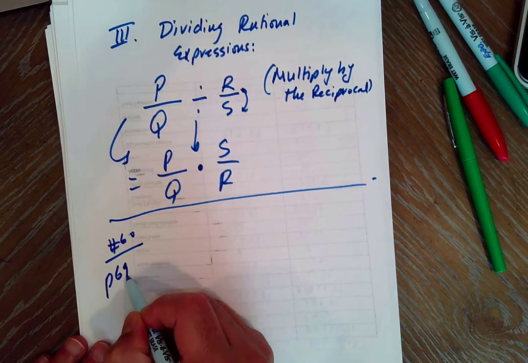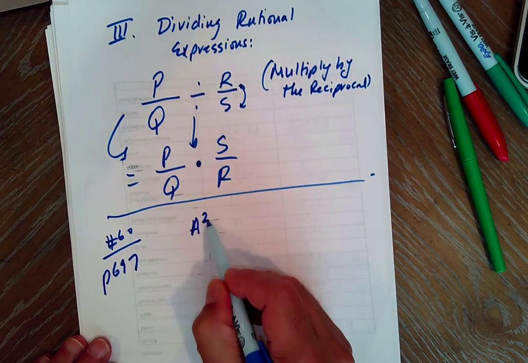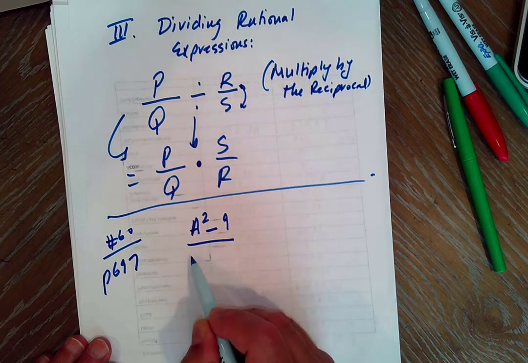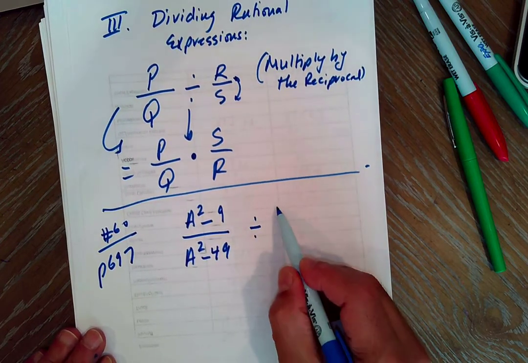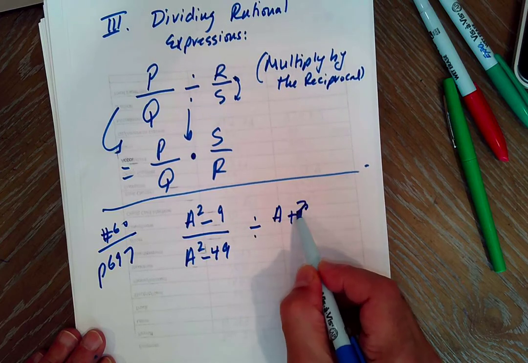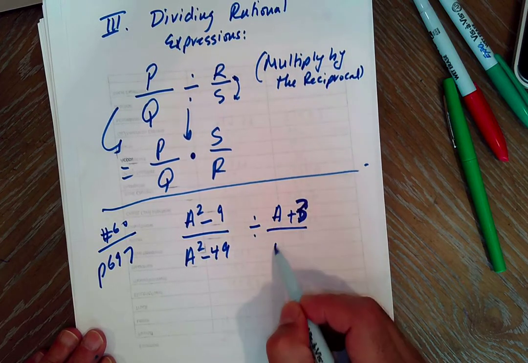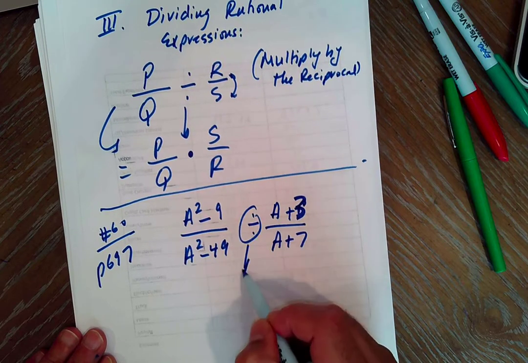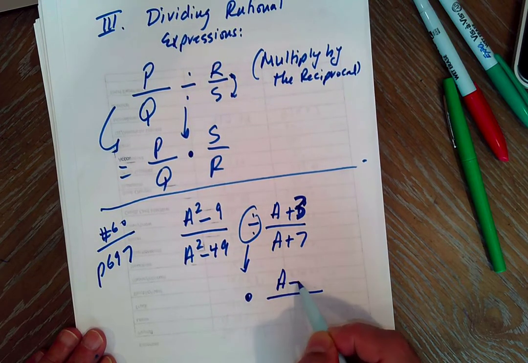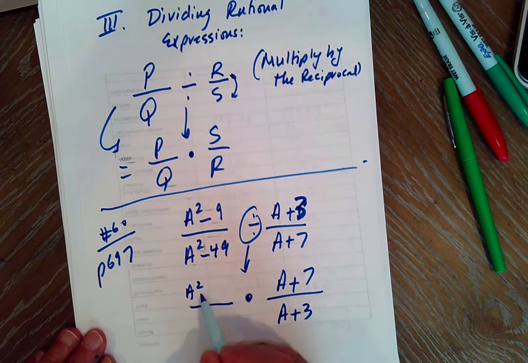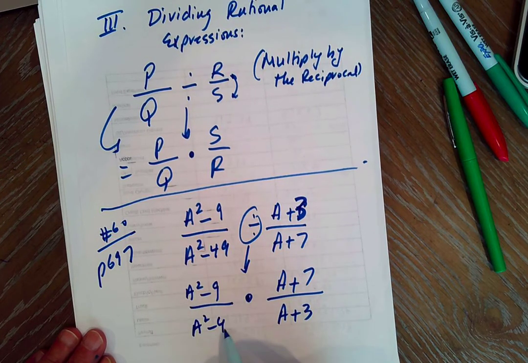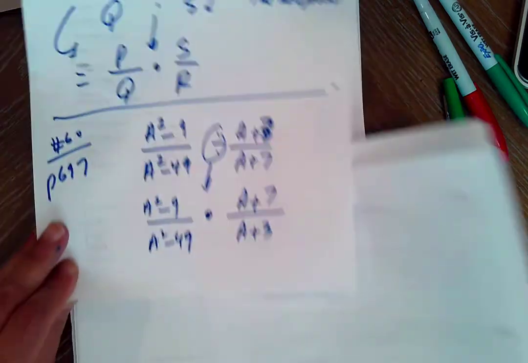60, page 697. a squared minus 9 over a squared minus 49 divided by a plus 3 over a plus 7. Since it's division, we're going to flip it. a plus 7, a plus 3, and that stays the same. And now it's a multiplication question.